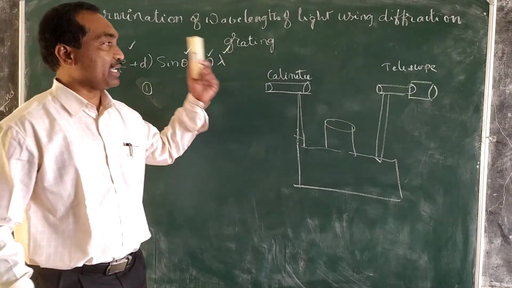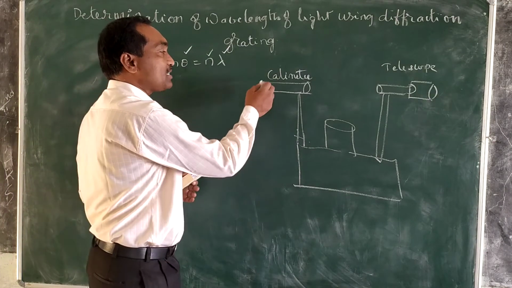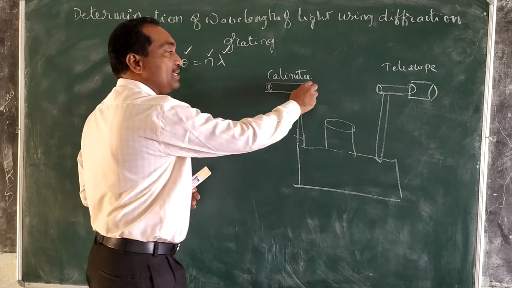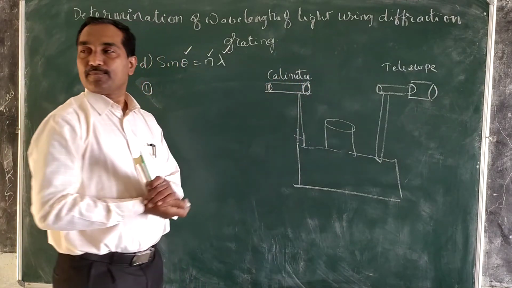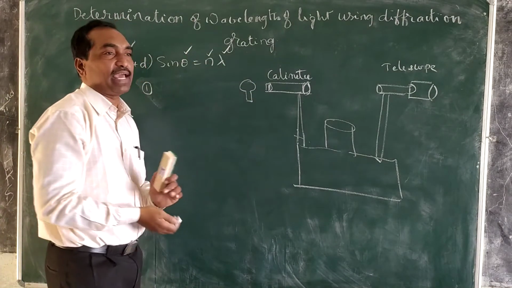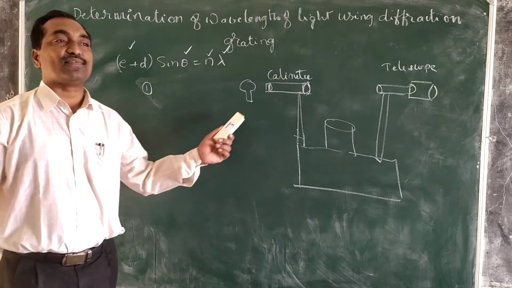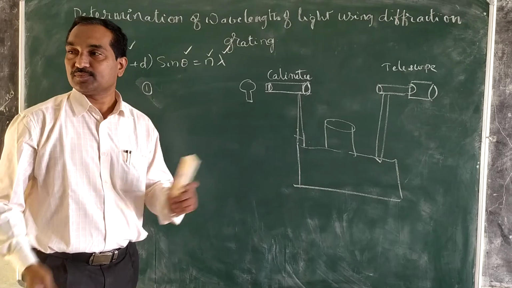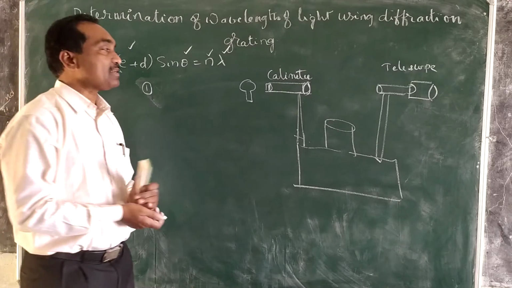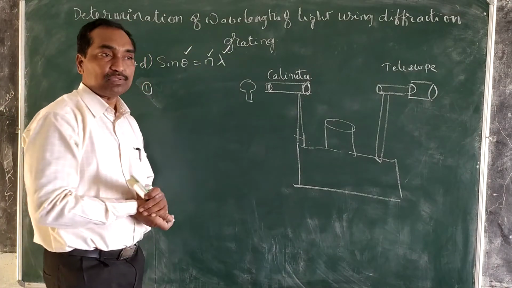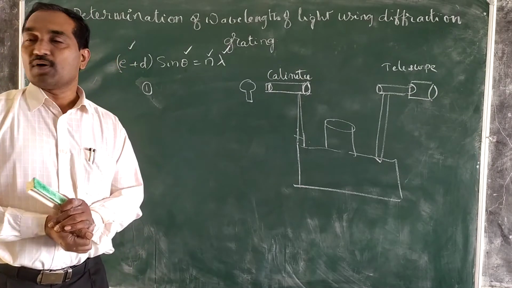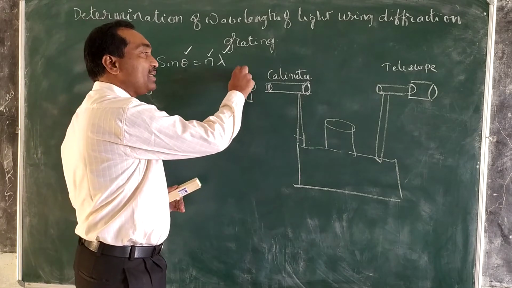So what is the first case? First, in the collimator, there is a very narrow slit. There is an eyepiece or maybe a convex lens. A source of light will be placed in this space, whose wavelength is to be determined. Of course, in most cases we will use white light, a mercury lamp. It will give white color, so it contains 7 colors, that is VIBGYOR. Of course, in some laboratories, maybe a sodium vapor lamp, it will give only a single color, that is yellow. In our laboratory we will use a sodium vapor lamp.